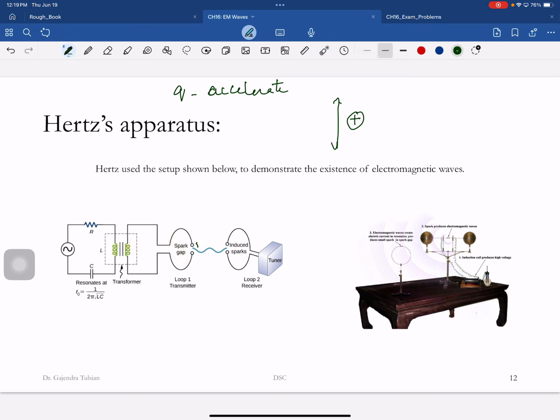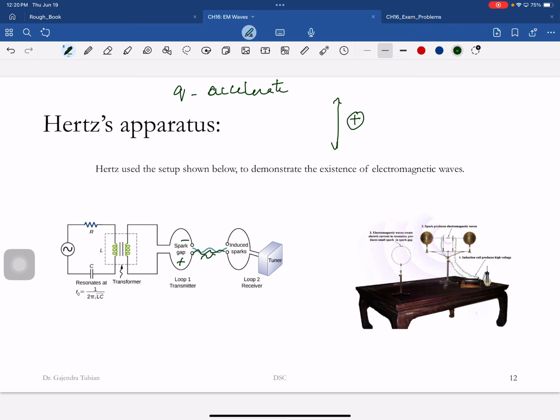This becomes positive, negative, and then in the next cycle this is negative, positive. It's like jiggling a charge. As the charge on the capacitor oscillates, it's like jiggling a charge, and this will emit electromagnetic waves. Okay, that Mr. Maxwell predicted.